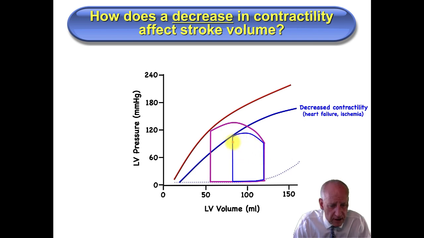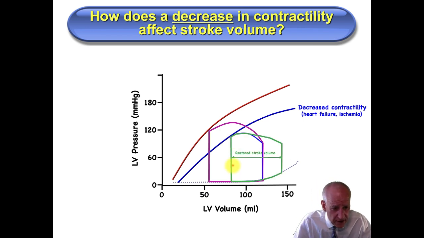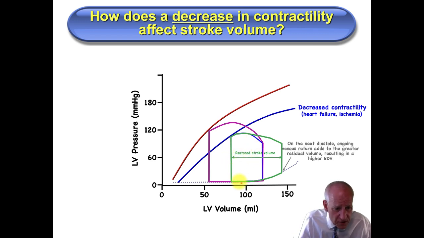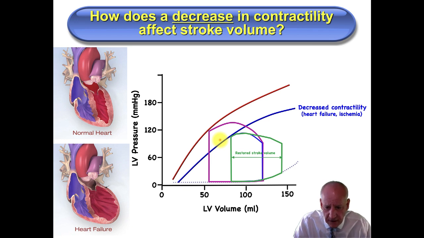So this will leave a larger volume of residual blood in the ventricle at the end of systole, and the ejection fraction will be decreased. But on the next beat, the venous return will add to the higher residual volume left in the ventricle from the previous ejection. So now stroke volume will be restored by the heart operating at a higher filling volume, taking advantage of the Frank-Starling length-tension effect. And this is what happens in a failing heart.